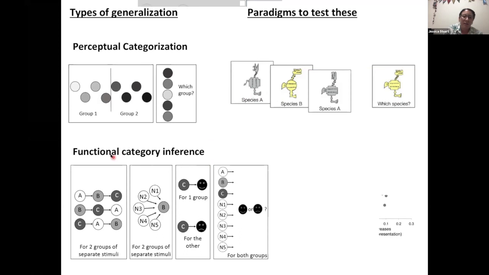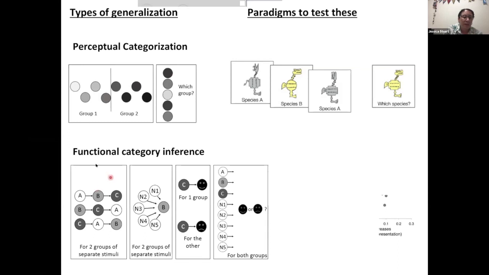Another kind of category that we could form is what we call functional categories. In this case, the different stimuli that belong within the same category don't actually have to be perceptually related at all. Instead, they might all predict the same outcome, or they might all require the same behavioral response to them.